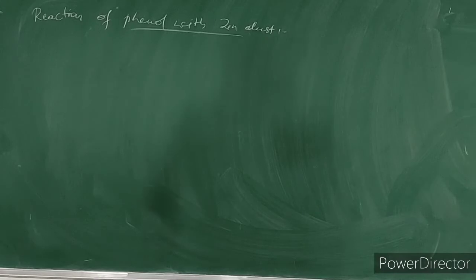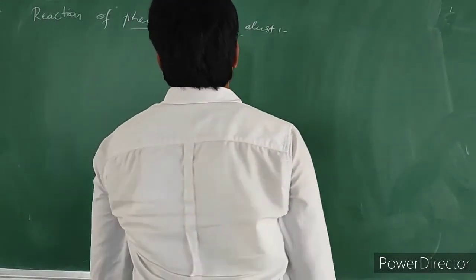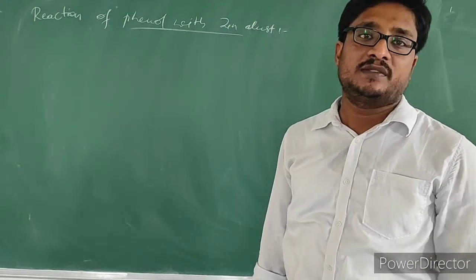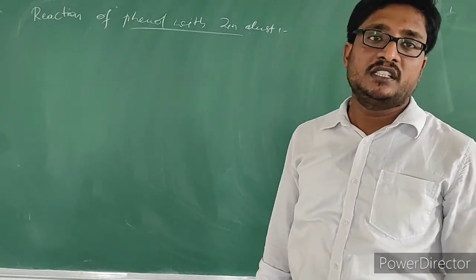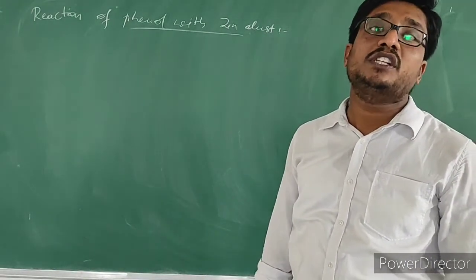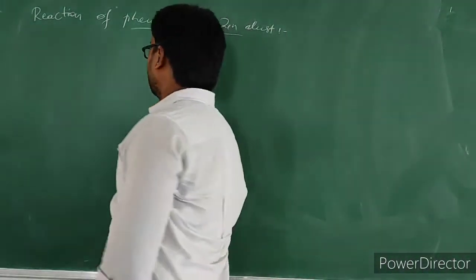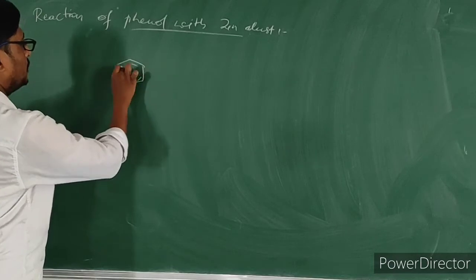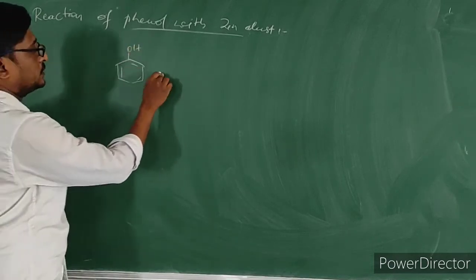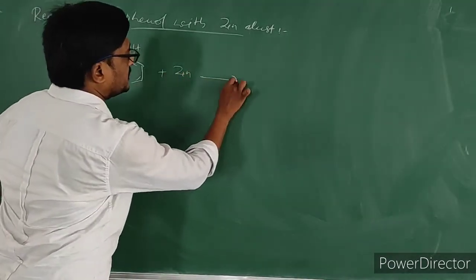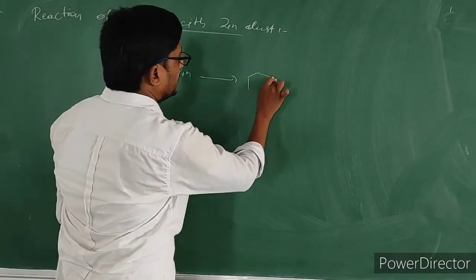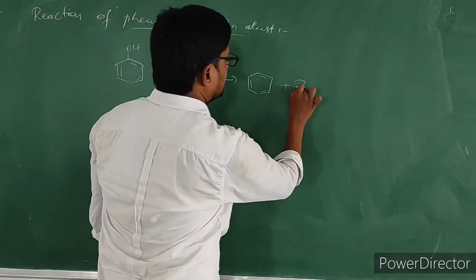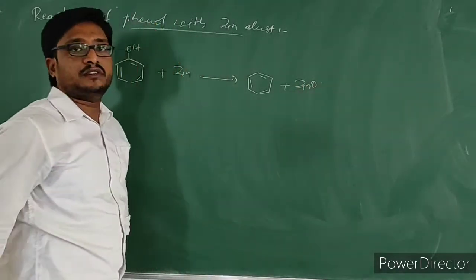The next reaction is of phenol with the zinc dust. So when phenol is treated with the zinc dust, oxidation will take place and phenol gets converted into benzene. Remember this. Phenol on reaction with zinc dust forms benzene as the product. Benzene gets produced along with zinc oxide.